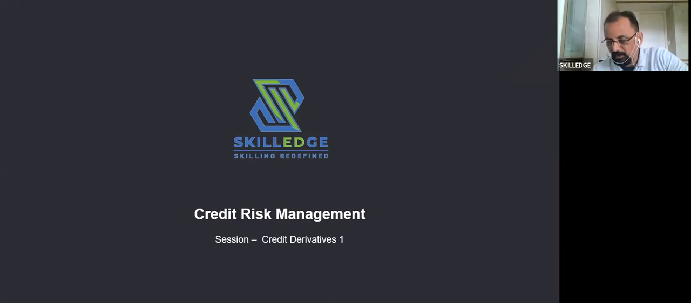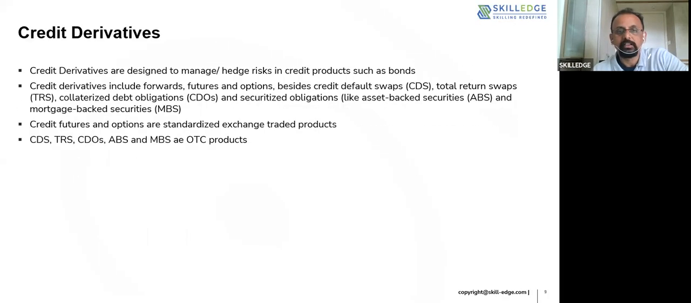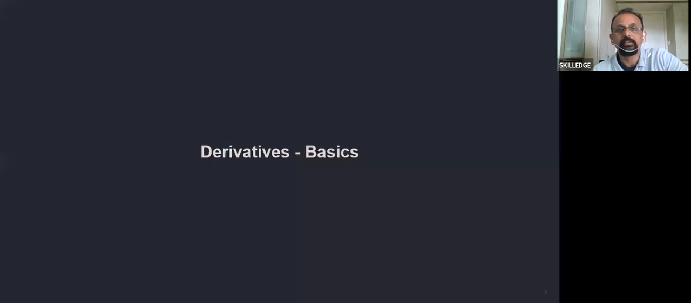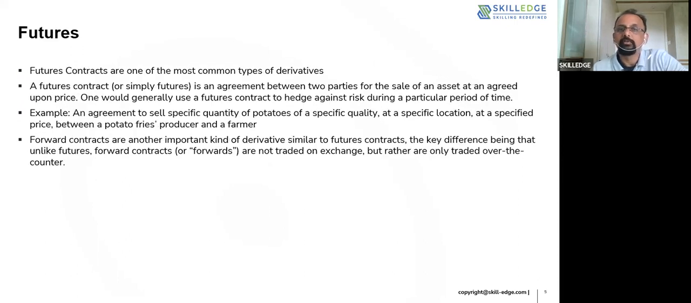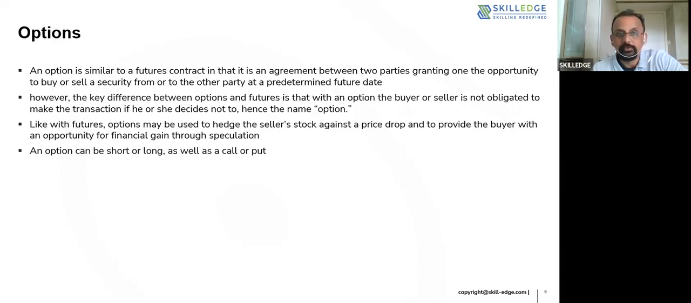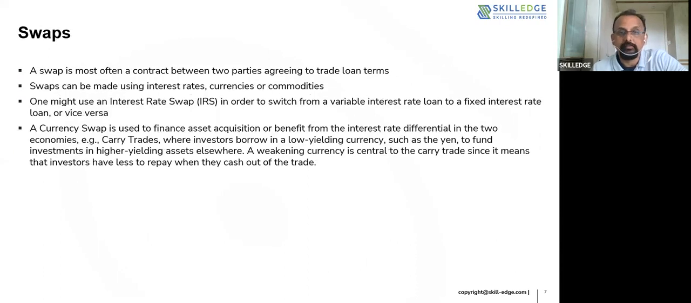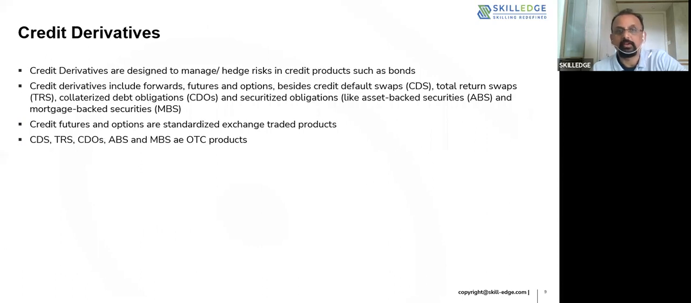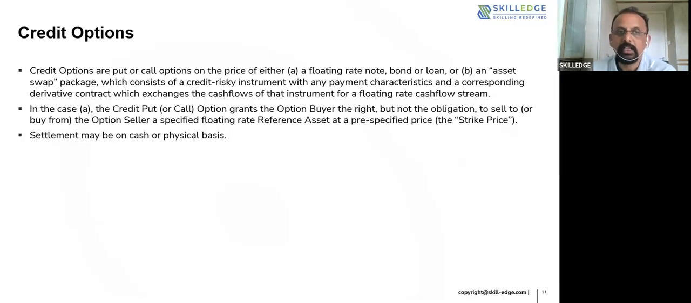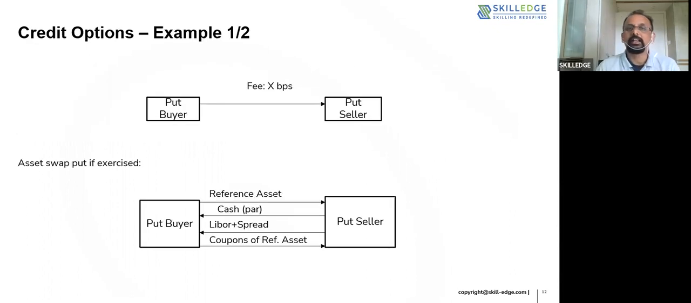So that's broadly the introduction to credit derivatives. Let's quickly look at what was covered today. We looked at derivative basics, what a derivative product is, and on what type of assets you can create a derivative product. We looked at OTC and non-OTC, that is exchange traded derivatives also. And we looked at the main types of derivative products: forwards and futures, options, put and call, and swaps, those 4 types. Then we looked at credit derivative products of different types. And then we looked at credit options, in which case you will typically exercise the option and what will happen if you exercise it.